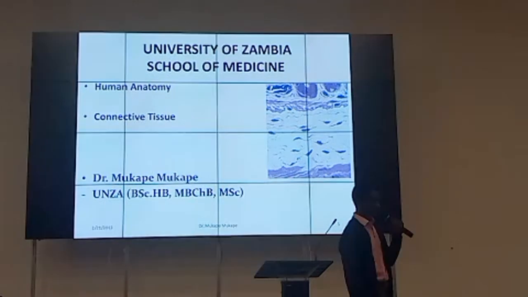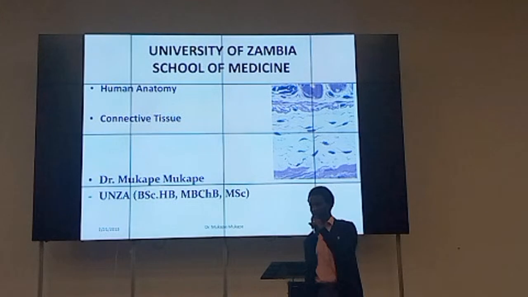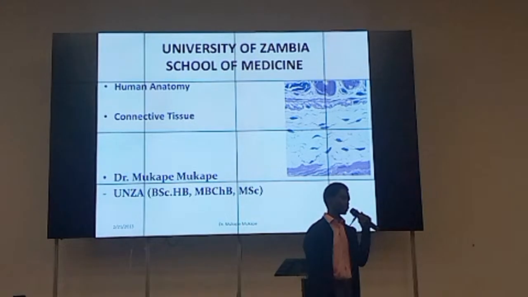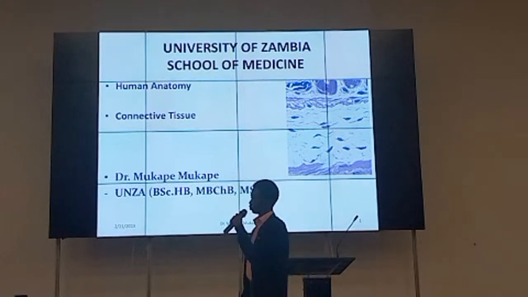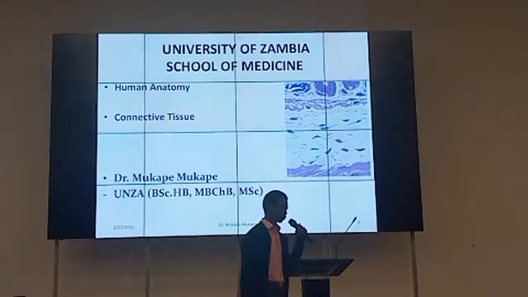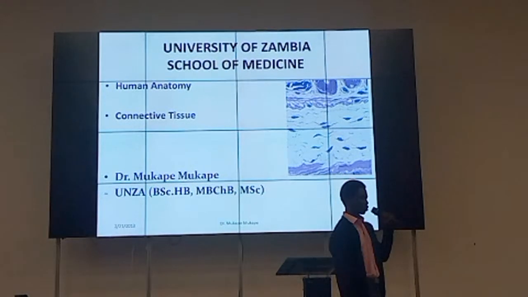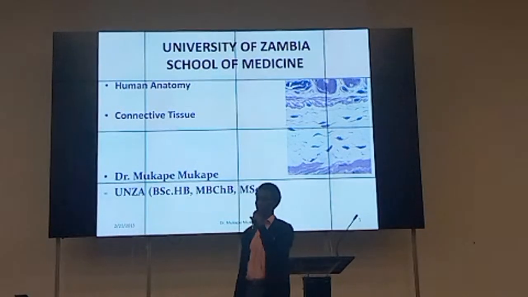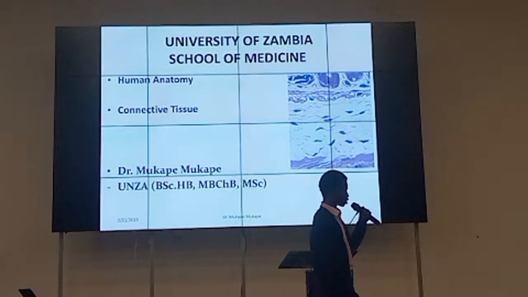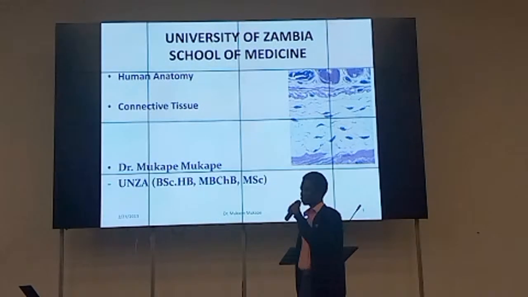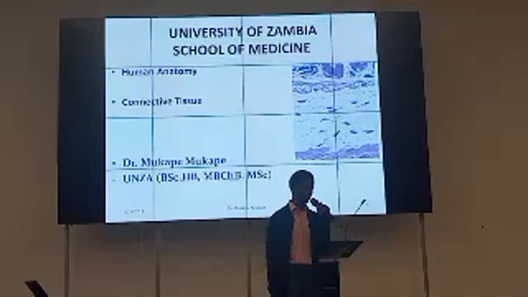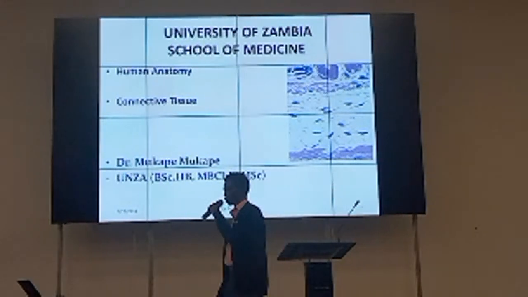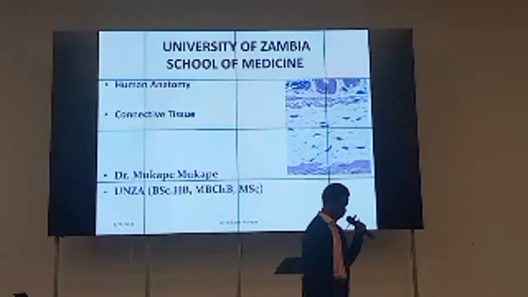Transportation of various substances. A good example, for instance, hormones, electrolytes and so on. They get transported also through connective tissue. For instance, blood. Blood has plasma as well as blood cells, but you find a number of things moving through blood. Hormones released, for instance, from the pituitary gland, all the way down to the adrenal glands or to the gonads. So transportation, very good.